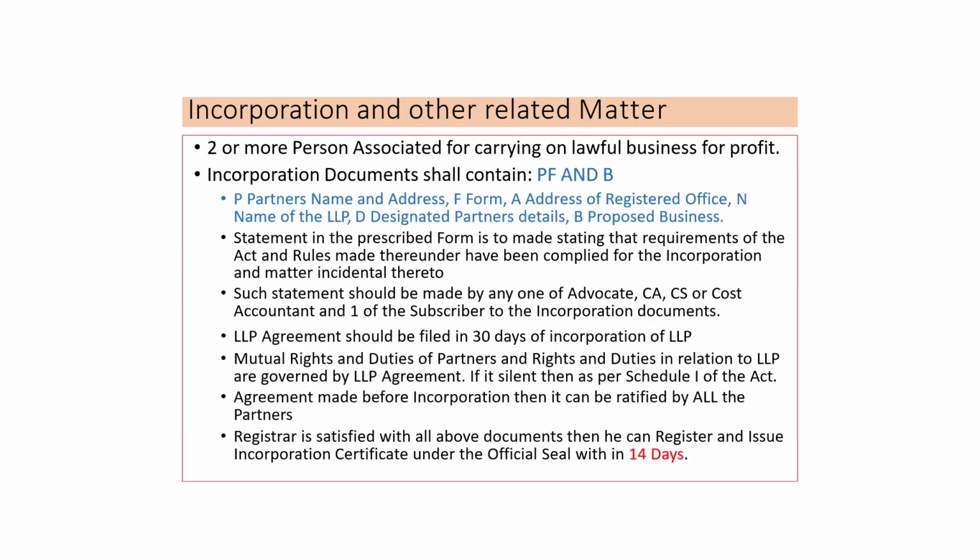Incorporation and other related matters. So two or more persons associated for carrying on any lawful business for profit. Incorporation document. ठीक है. इनकॉर्पोरेशन डॉक्यूमेंट में क्या क्या होगा? पी, एफ एंड बी. पी क्या है? पार्टनर्स नेम एंड एड्रेस. एफ से क्या होगा? फॉर्म. ए से क्या बनेगा? एड्रेस ऑफ रजिस्टर्ड ऑफिस. एन से बन गया नेम ऑफ द एलएलपी. डी से बन गया डेजिग्नेटेड पार्टनर डिटेल्स और बी से बन गया प्रपोज्ड बिजनेस. तो पी, एफ एंड बी ये होना चाहिए इसके अंदर. ठीक है. ये चीज जरूरी है.